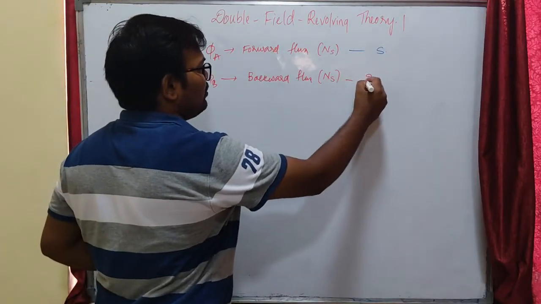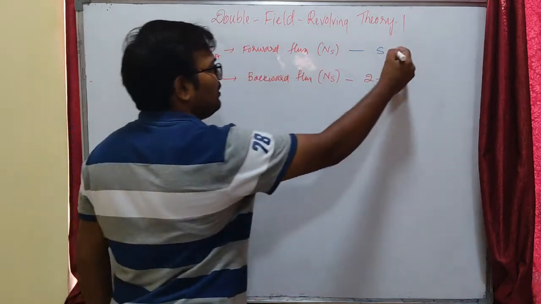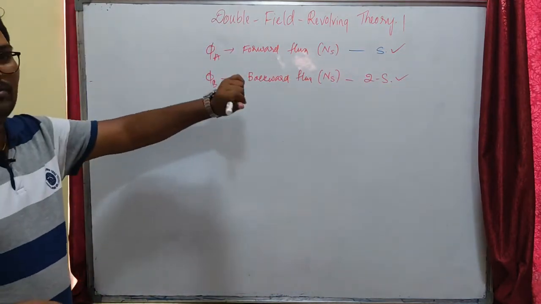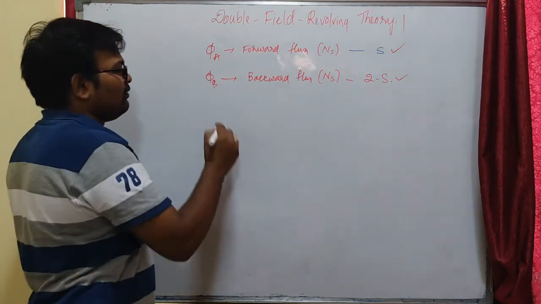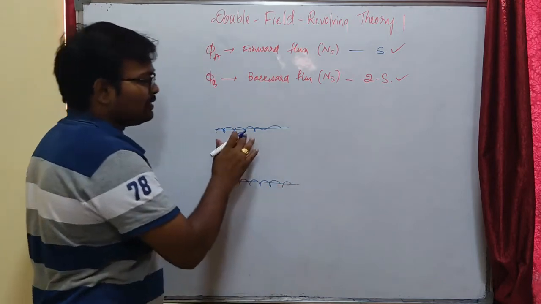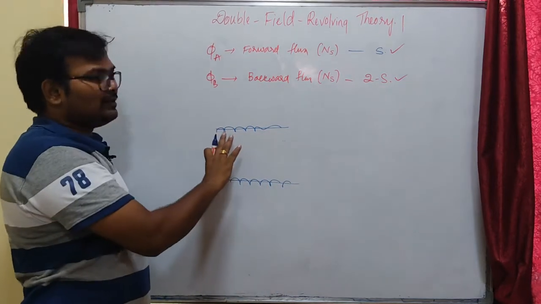and having a slip of 2 minus s. Okay, the forward flux has a slip of s and the backward flux has a slip of 2 minus s. Okay, so these two fluxes revolve in the stator winding of the single phase induction motor. Let us consider that it has a single phase winding. So these two fluxes revolve in the single phase induction motor.